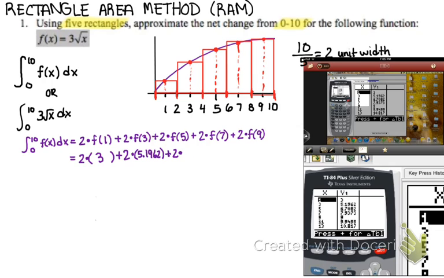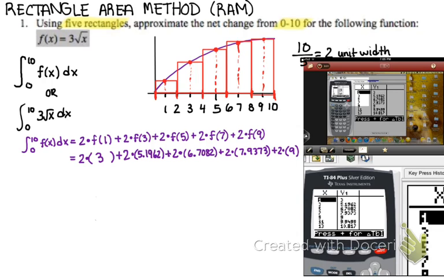Plus 2, and then I need f of 5. And f of 5 looks like 6.7082. Oops, and then 2 times f of 7, and f of 7 is 7.9373. And I'm carrying a lot of decimals here just because it gets pretty messy otherwise. F of 9 is nice and easy. 2 times just 9.